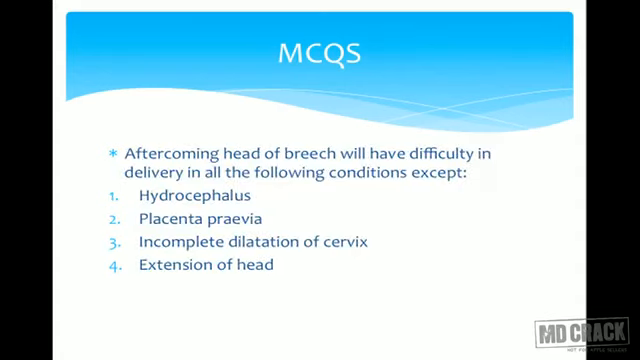Aftercoming head of breech will have difficulty in delivery in all the following conditions except hydrocephalus, placenta previa, incomplete dilatation of the cervix and extension of the head. Now let's take one by one. In hydrocephalus, the head is of bigger size. So once aftercoming head is coming, naturally this head is going to get stuck. So there would be difficulty.